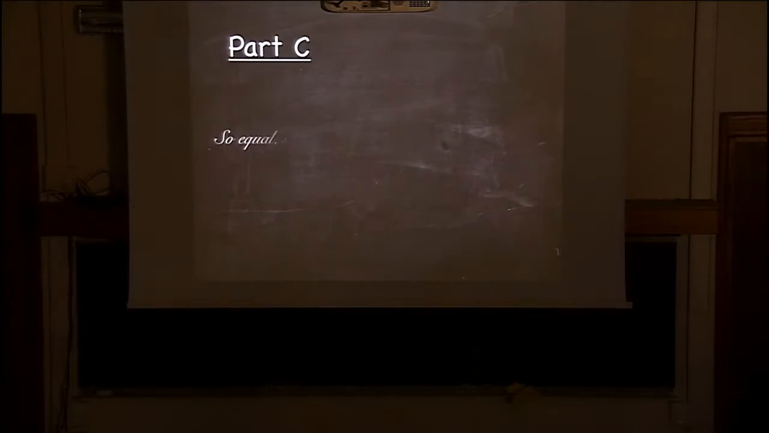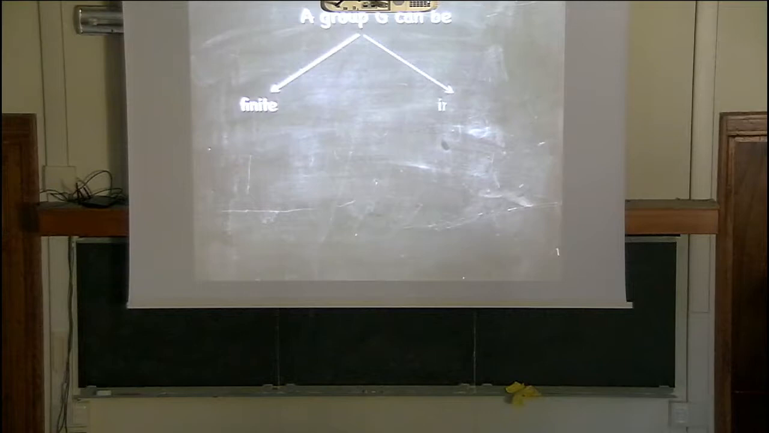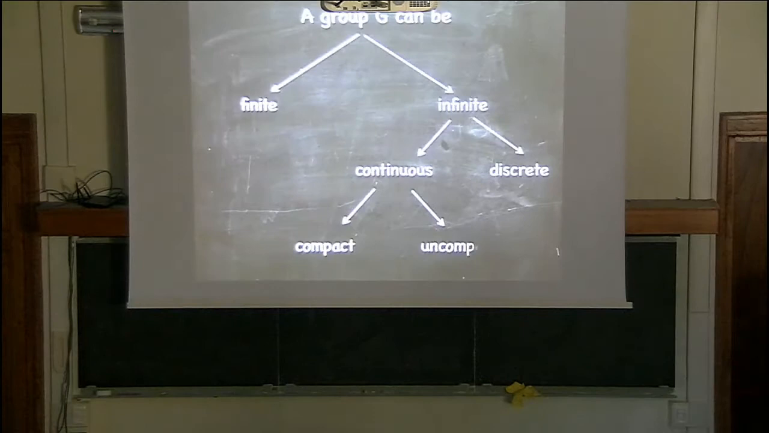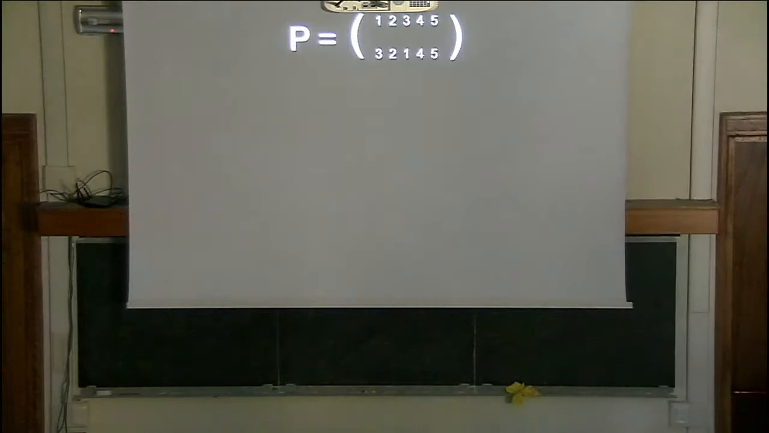Okay, so that being said, let me go a little bit further and investigate what kind of groups we might have and what kind of applications we might have. Indeed, a group can be finite or infinite. We saw some examples before of finite groups, but it can also be infinite. An infinite group might be discrete or might be continuous. And a continuous one might be compact or noncompact. And then you might go on, a more subtle distinction might be topological groups and so on and so forth. I will just give very few examples to make you more familiar with it. I will concentrate on permutation groups, braid groups, and Lie groups. So why permutation groups? Well, a permutation group is what it says.